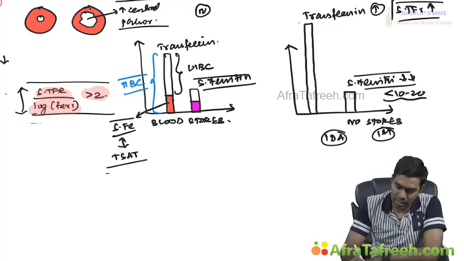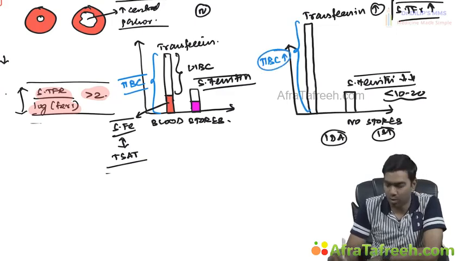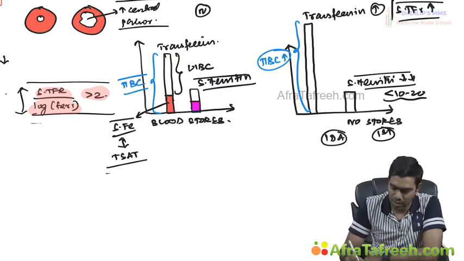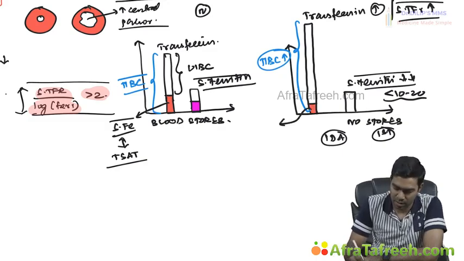So you can see the TIBC over here. The TIBC is definitely increased, there is no doubt about that. The total iron binding capacity is equivalent to transferrin, in indirect terms. Now the amount of iron circulating in the blood is going to be very, very low, which means the serum iron is going to be terribly low. And the transferrin saturation, again, is going to be extremely low.